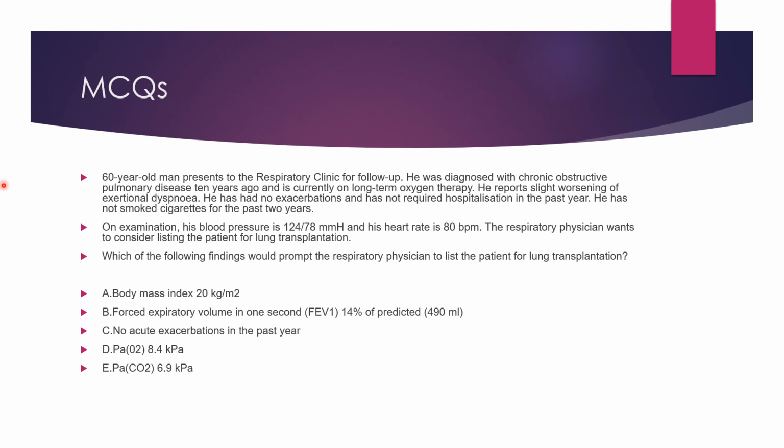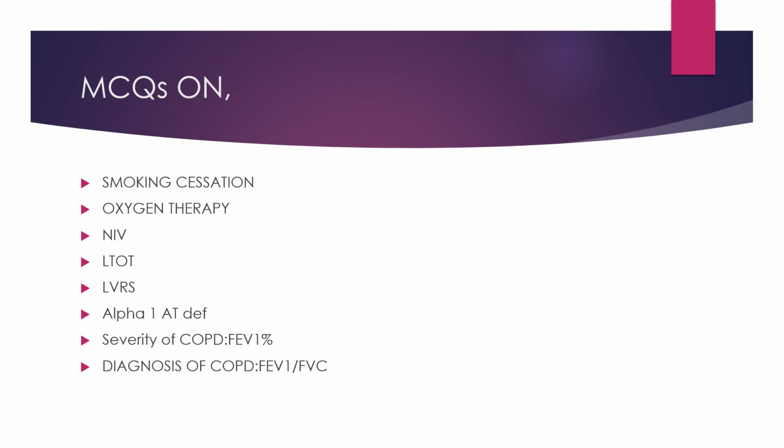So for lung transplantation in COPD patients, the FEV1 should be less than 20% of predicted, and the DLCO should be less than 20% of predicted, or there should be a uniform distribution of emphysema throughout the lungs. So the FEV1 here given is 14%, so it is obviously less than 20%. So this is the finding which can prompt the respiratory physician to list the patient for lung transplantation. There are some MCQs which can be asked on these topics also.